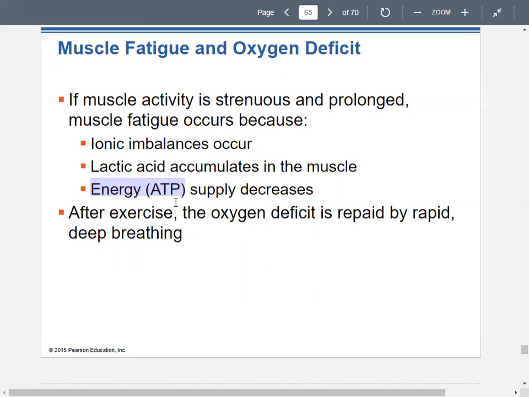So once you finish exercising, we have what we call an oxygen deficit. And how do you repay that? Breathing deeply. Okay, you're not just breathing deeply because you're tired, you're breathing deeply because that's your body's normal reaction to get more oxygen and generate more ATP, right?